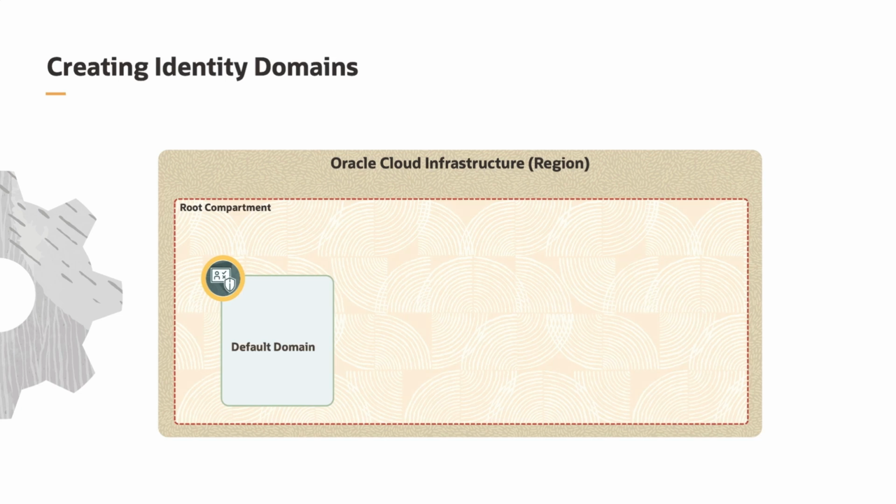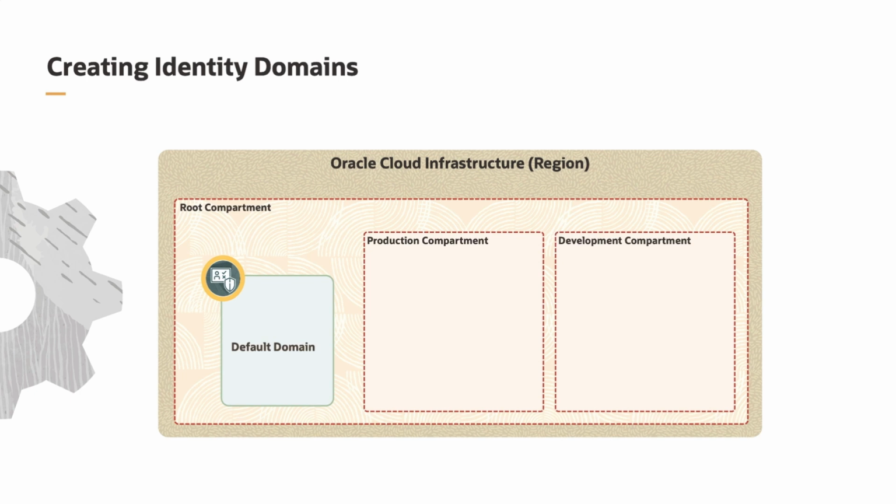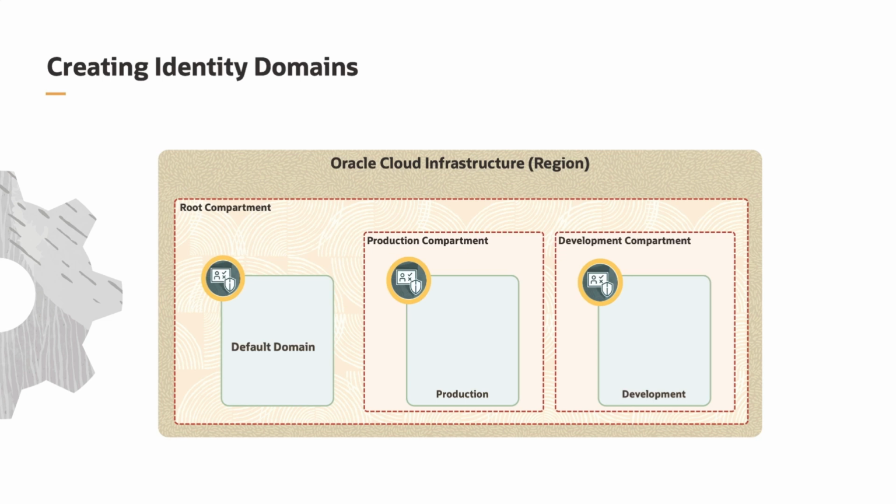To do this, we need to start by creating dedicated compartment for each team or domain to ensure isolation. Then we will create identity domains, one for production and one for development, with a domain admin to manage each domain. So let us go to the console and deploy this use case step by step.